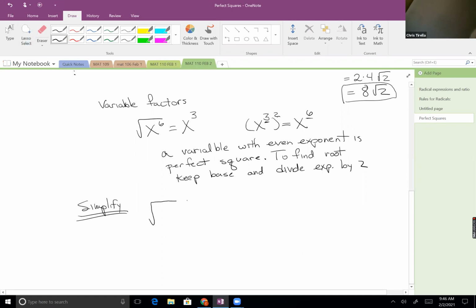So if I want to find something like the square root of 121 x to the 18th, I'll take the square root of that coefficient, 121, and the square root of that variable part. 121 is a perfect square. Its root is 11. And because 18 is even, that's a perfect square. And to take its root, I'm going to think of taking that 18 and dividing it by 2 to get x to the 9.